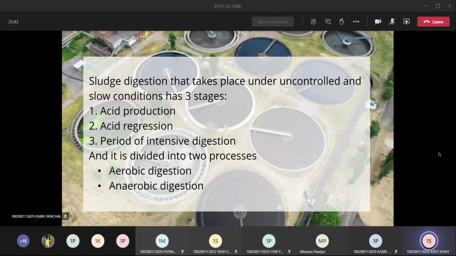converts the organic matter present into methane and carbon dioxide. In anaerobic conditions, it is going to convert into gases which can further be used as fuels. And in aerobic conditions, it is going to convert only into methane and carbon dioxide. Next slide.